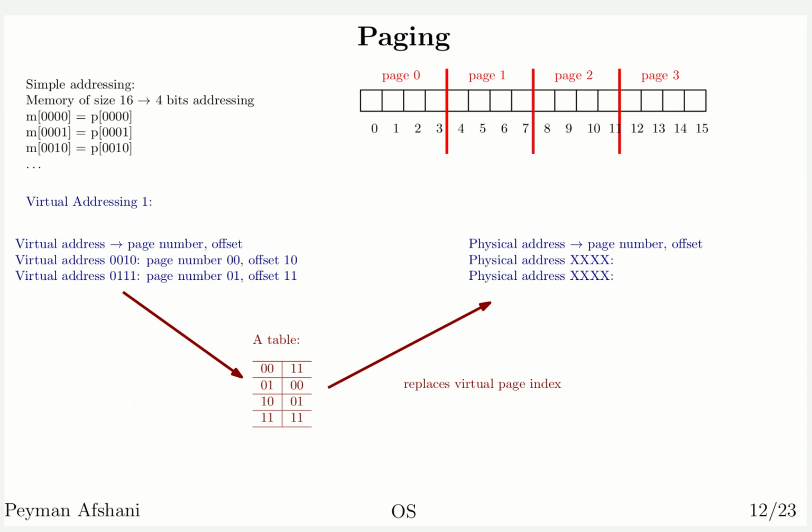Let's translate the other address. We have the address 0111. Again, the first 2 bits are the page number and need to be translated, and the last 2 bits are the offset. We look at 01, so 01 goes to 00, and then the offset stays the same. So we get 0011 as the translation of this.